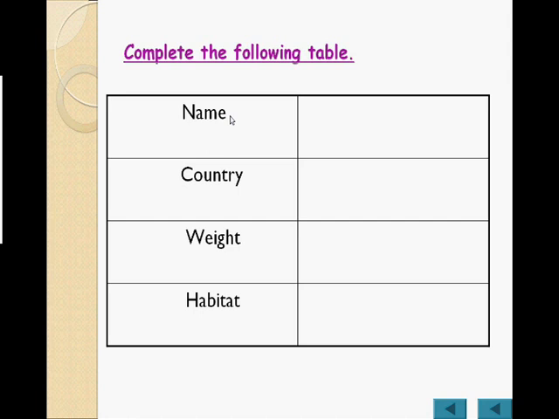Also, the word country, you know it, which is the place of what we are talking about. And when we look at name, don't forget to write the name in a capital letter, because this is the name of whatever we are talking about. With country, we are looking for place, and with weight, we are looking for numbers, okay? The last one, which is the habitat, it means the place where it lives, okay?